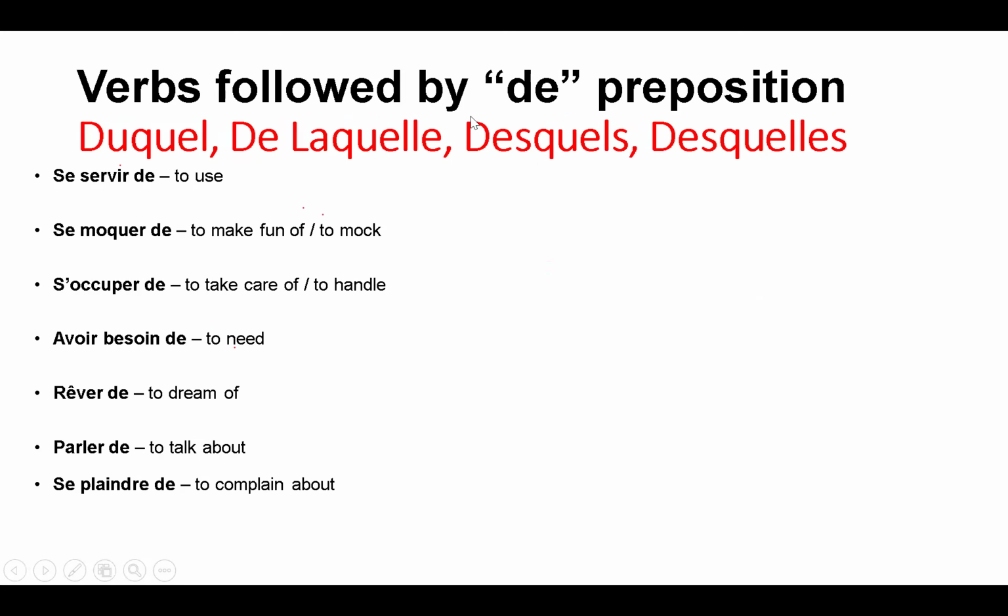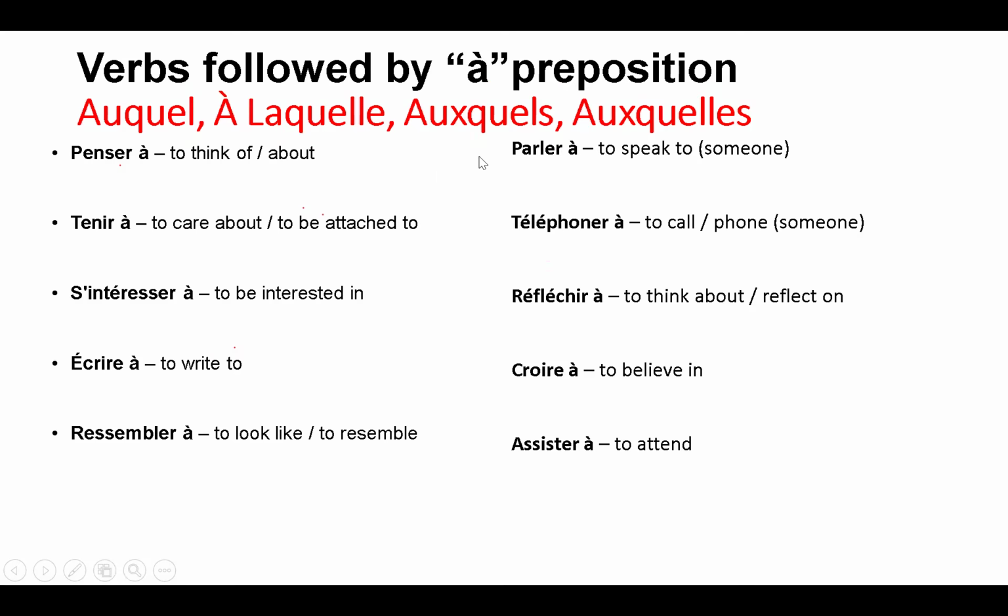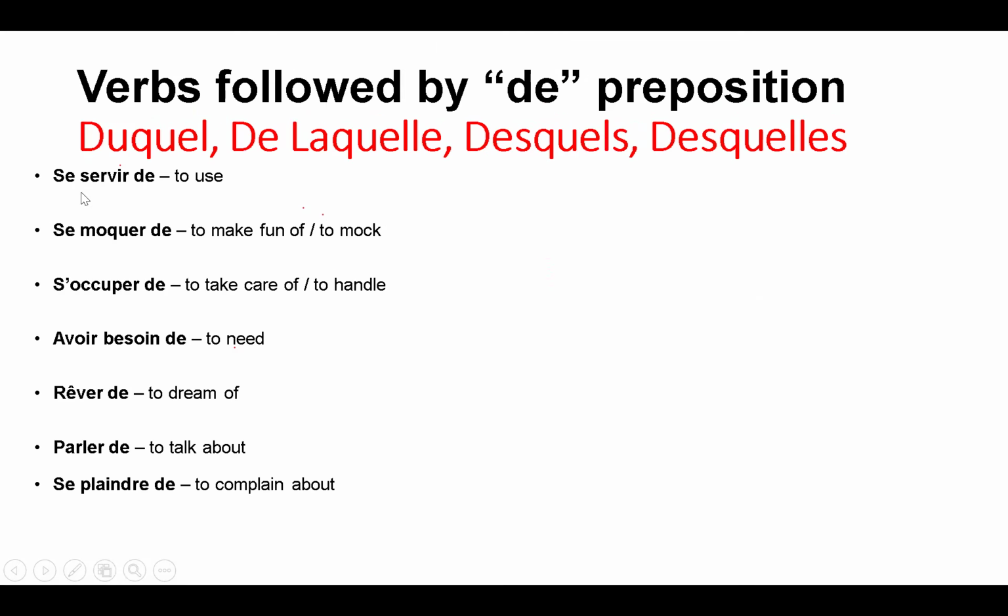Okay, the other one is, we'll talk about the preposition, then we'll see the examples together. So for verbs which are followed by the preposition de, in that case we use duquel, de laquelle, desquels, and desquelles, the meaning of which. Just like these verbs: se servir de, to use. Se moquer de, to make fun of. S'occuper de, to take care of. Avoir besoin de, to need.